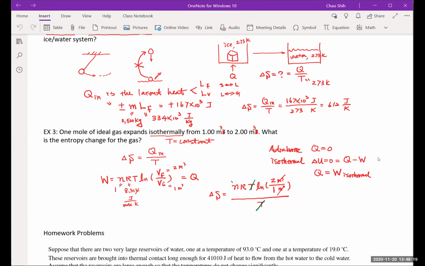And this one equals 1, this one equals 8.314, and natural log of 2 over 1, then you can get the result. So the result for this, you can put in the calculator. Let's see, I have that or not. Yep. That will be 5.76 joule per K.